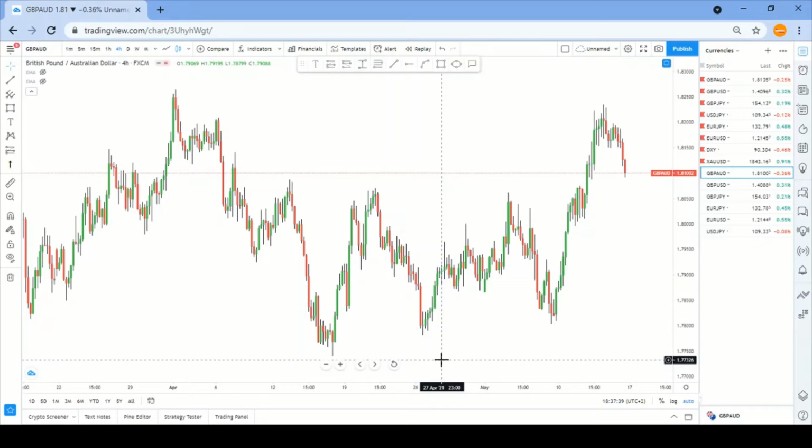I'll be reviewing some currencies, and these currencies go along the lines of British pound Aussie dollar, British pound American dollar, British pound Japanese yen. Then we've got Euro Japanese yen, Euro American dollar, and American dollar Japanese yen.